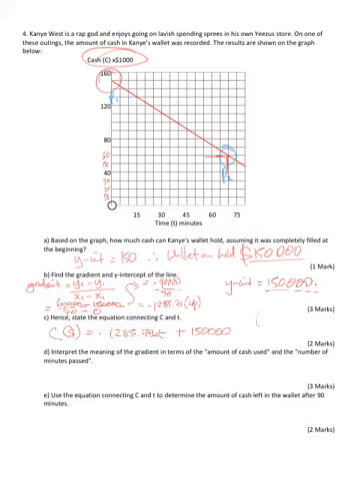Because lines in slope-intercept form, or gradient-intercept form, are y is equal to mx plus c, where m is the gradient and c is the y-intercept. There's our equation. Interpret the meaning of the gradient in terms of the amount of cash used and the number of minutes passed. You've got a couple of options here, but the easiest one, because you've already worked out the gradient and the y-intercept, is just to use this gradient, because it's telling you how much it changes per minute, per time.